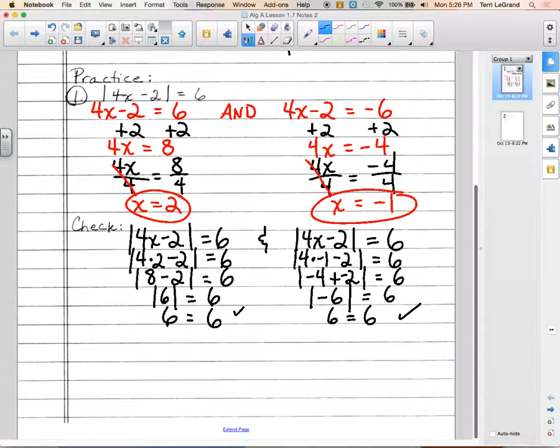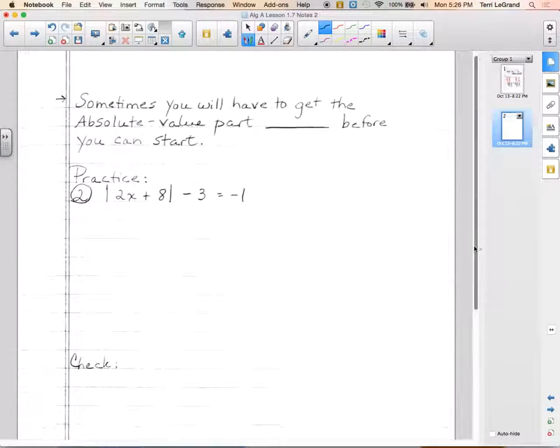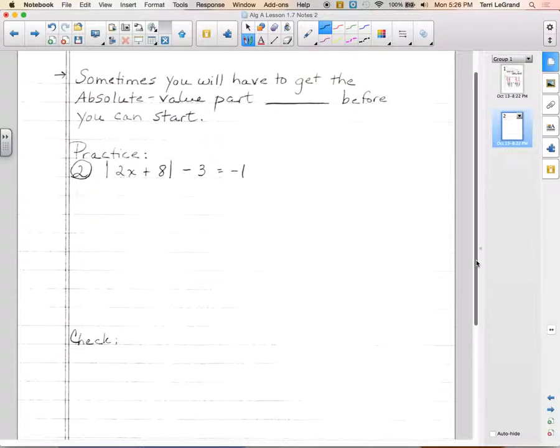Okay, let's go to the back side and see what's going on back here. Notice what's different in this one. We have the absolute value expression. So we have the 2x plus 8, the absolute value of that. But then outside the absolute value bars, on the same side of the equation, is a subtract 3.